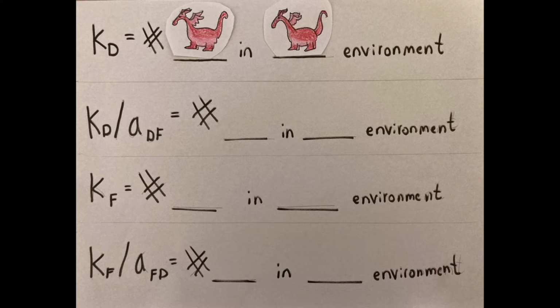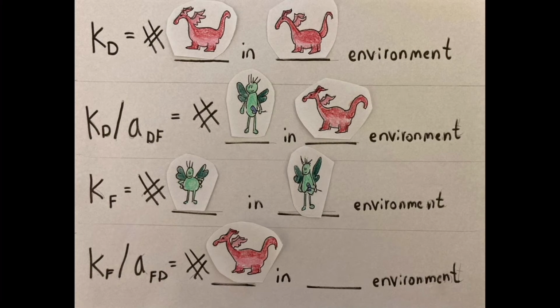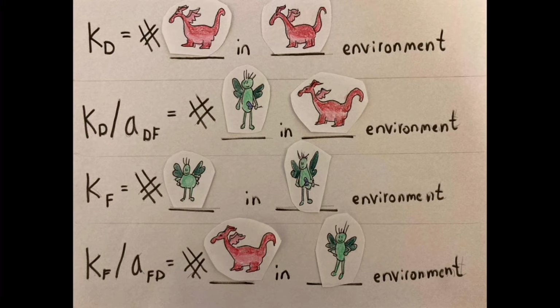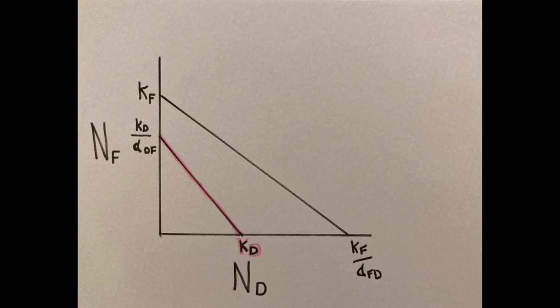The y-intercept, K sub d over alpha df, is the number of fairies needed to fill up all of the dragon's environment. To tell us when the dragon and fairy will coexist, we can plot both species on the same axis. An easy way to tell which isocline represents which species is by looking at the intercepts. K sub d represents the species of dragon, and K sub f the species of fairy.